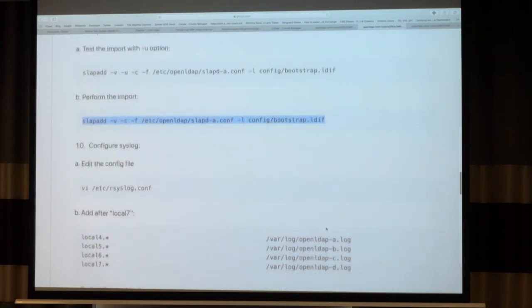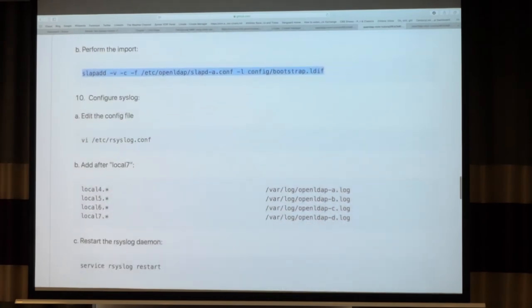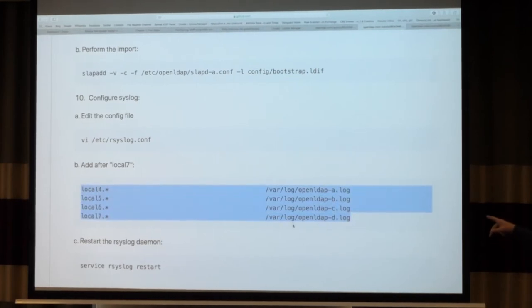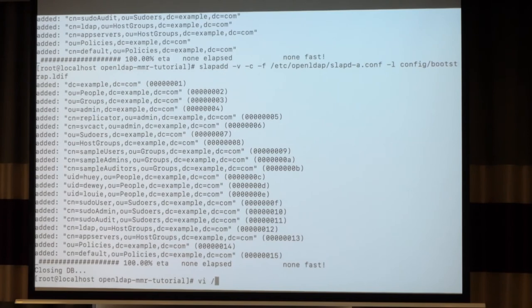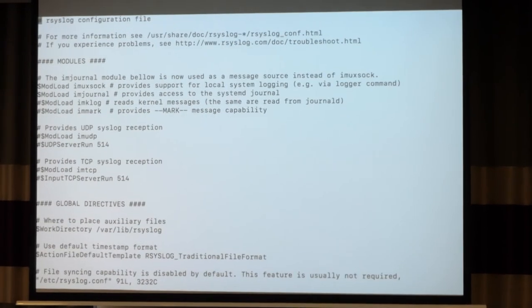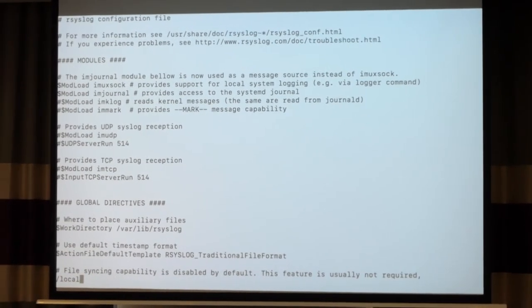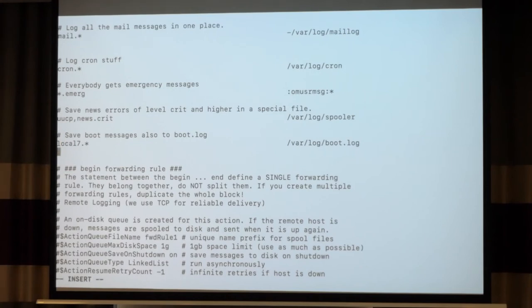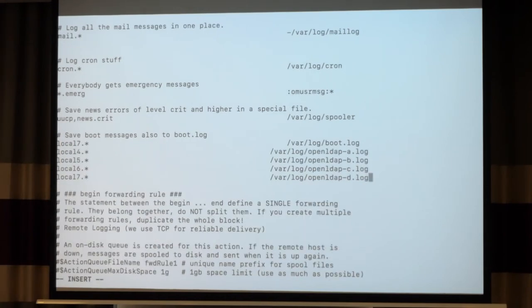Okay, so next step. Now we're going to configure the syslogger. We're going to go ahead and get it for all four instances right now. So edit the syslog with 10A. You have to run that as root. So vi /etc/rsyslog.conf. And then go down to where the local four is, seven, I should say, and then just paste those in there.